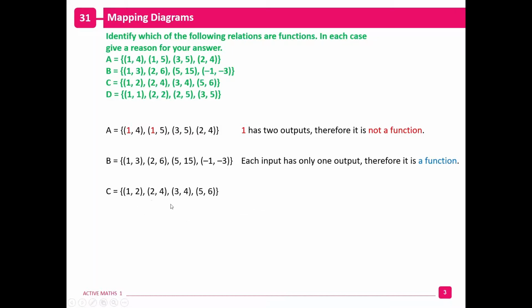we have the inputs 1, 2, 3 and 5. You'll notice that both the input 2 and 3 have the same output number 4. So we have many inputs going to one output, many to 1. Is this a function? Yes, it is. It's okay to have many to 1, but it's not okay to have 1 going to many.